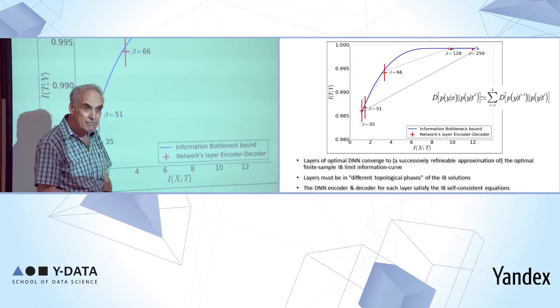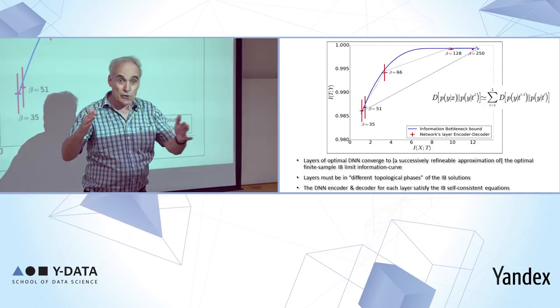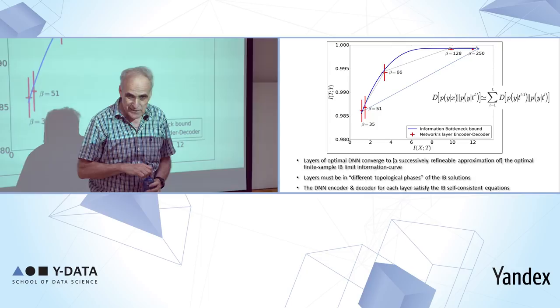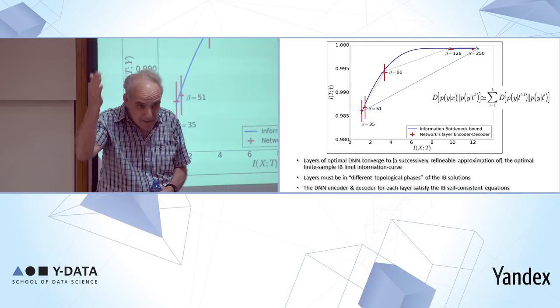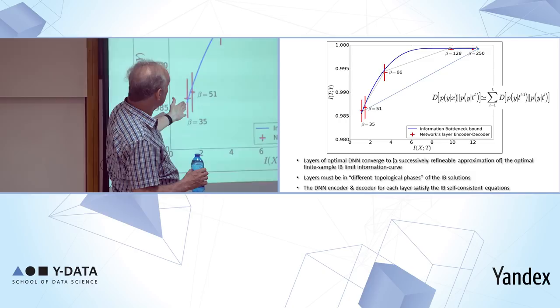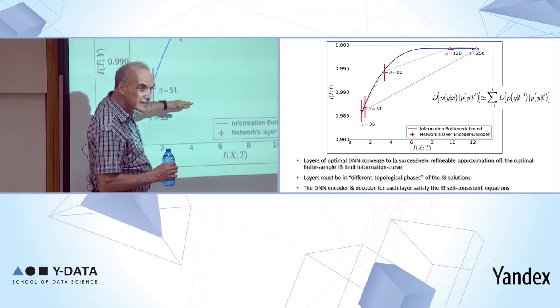But why do they overshoot the optimal? Because for a small problem, you can overshoot. It's only asymptotically the bound. Physicists call it finite size effect, but never mind. So if you take a small problem, you can always violate thermodynamics, but that's not a problem. So that's essentially what happens here. But you see, this is very convincing. And you see that each layer, this is the last hidden layer, each layer has a different value of beta, this Lagrange multiplier, which means that it's in a different place on the line.